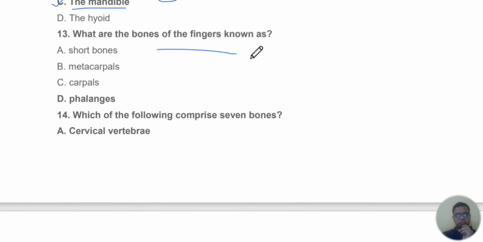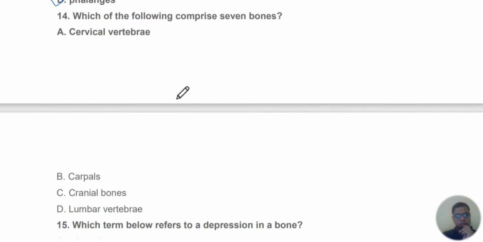Okay. Next is 13 question number. What are the bones of the finger known as? The answer is phalanges. Okay.